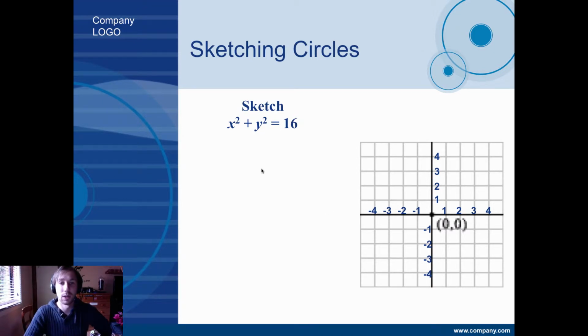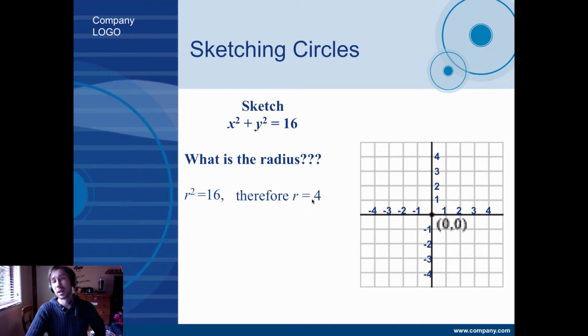The very first thing we need to do is figure out what the radius is. We know that x squared plus y squared is equal to r squared, don't we? So r squared is equal to 16, and therefore the radius, we just square root it, is equal to 4. If the radius is equal to 4, it means it goes out 4 in this direction, 4 in this direction, 4 in this direction, 4 in this direction.